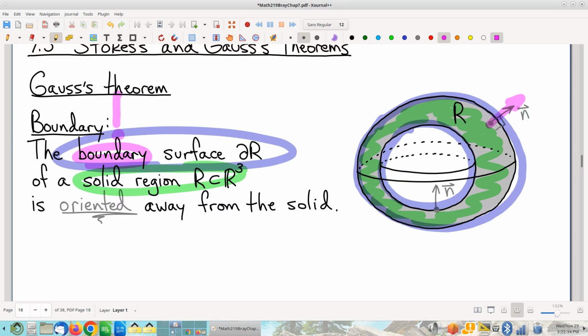Notice sometimes that's inward. It's a sloppy convenience to say that it's always outward. It usually is right, but usually means not always. It's not technically quite always outward. It's always away from the solid. I believe that's where we ended last time.